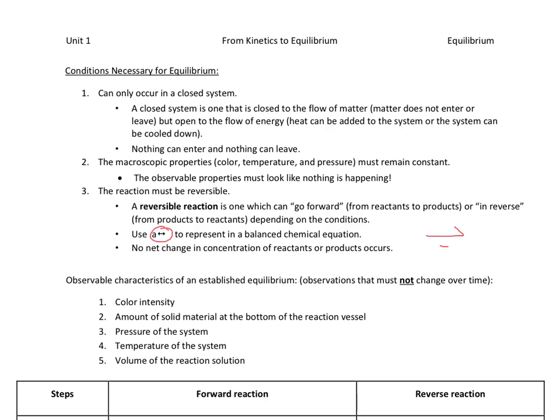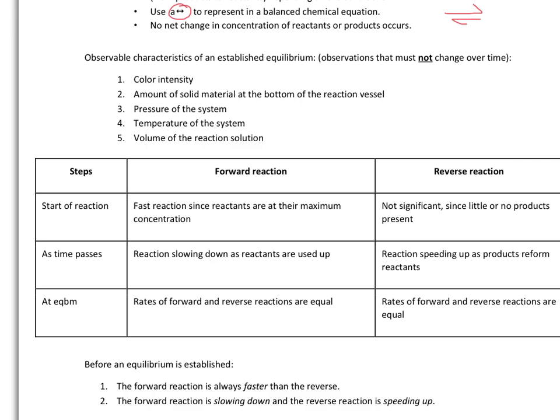It could also look like this. There's no net change in concentration of reactants or products occurring. Some of the macroscopic properties that one can observe to see if an equilibrium has been established would be color intensity. So if there's no change in color, then it's at equilibrium.